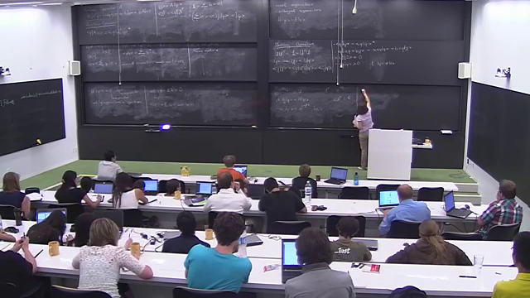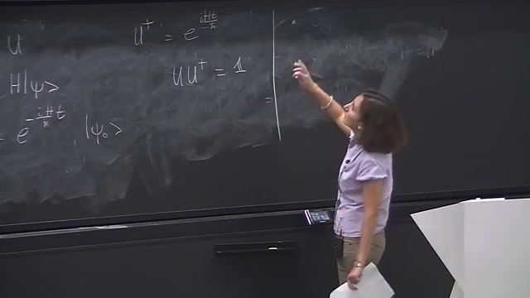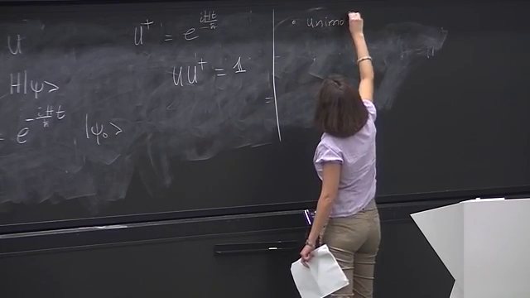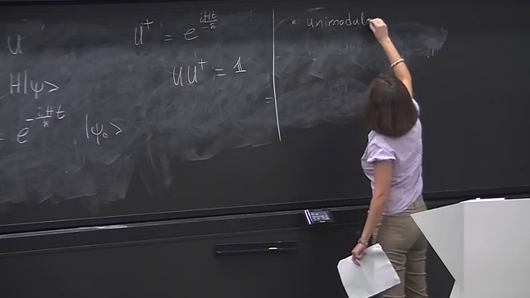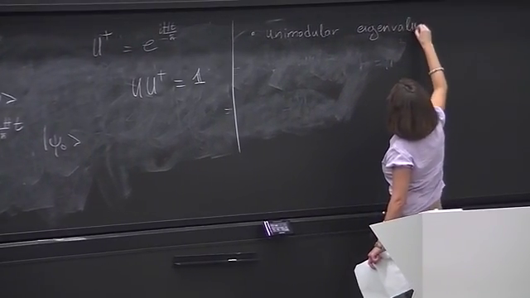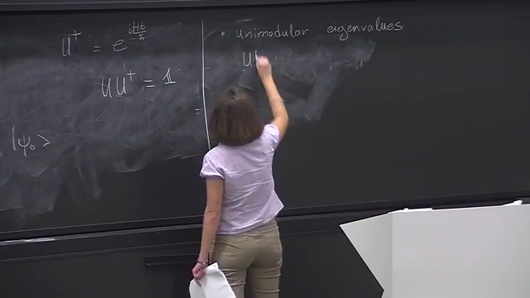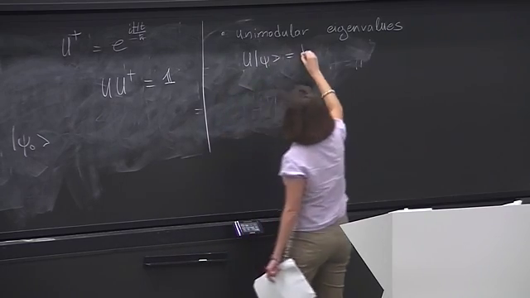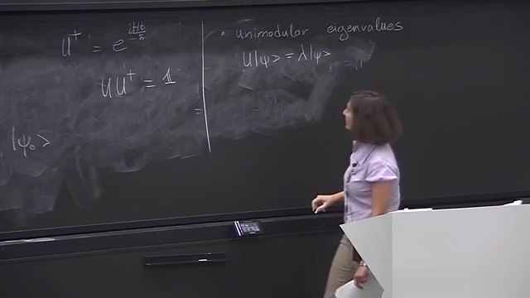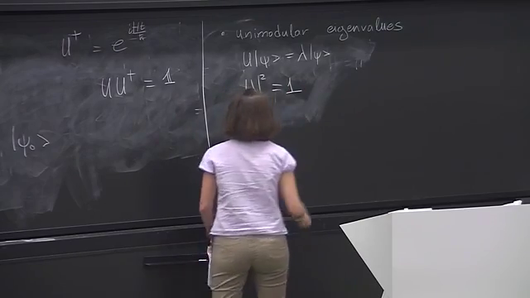It's easy to see that as Hermitian operators have real eigenvalues, unitary operators have unimodular eigenvalues. In other words, if, say, lambda is an eigenvalue of u, then lambda squared is equal to 1.